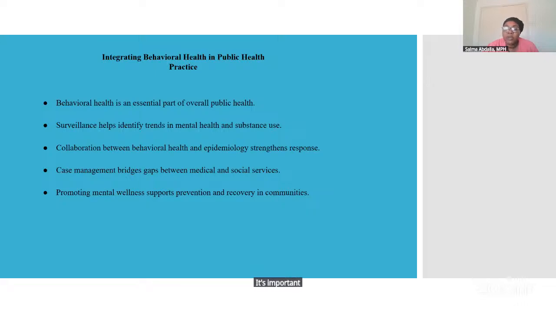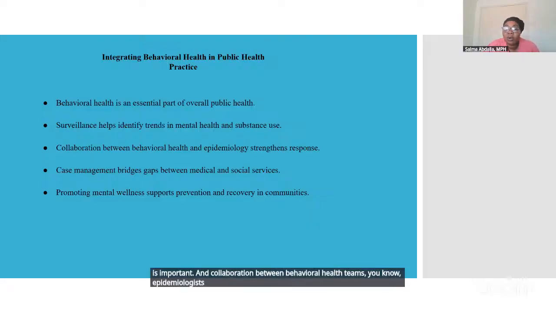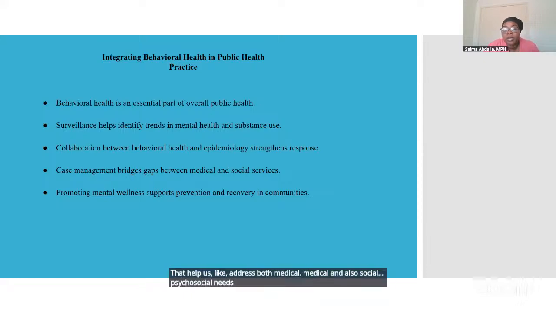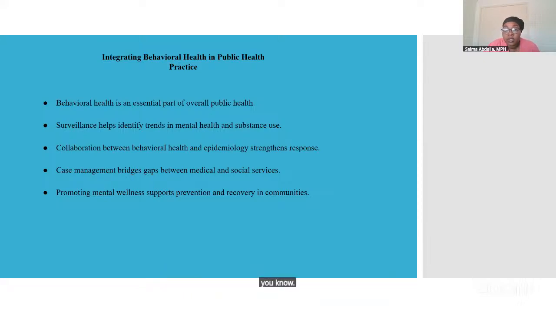Collaboration between behavioral health teams, epidemiologists and community organizations also allows us to create more comprehensive public health strategies. For example, integrating behavioral health screenings into outbreak investigations is really important. Or even chronic disease programs that help us address both medical and psychosocial needs. It's just very important to look into that.